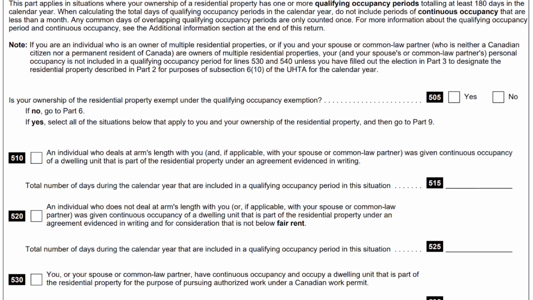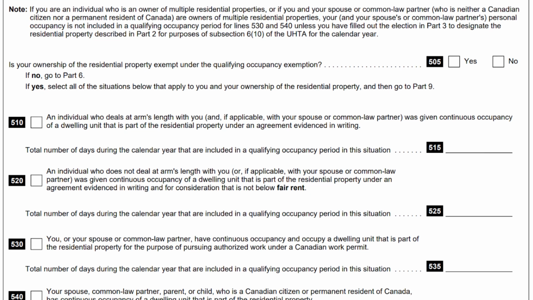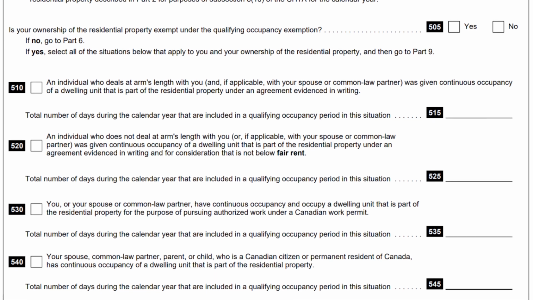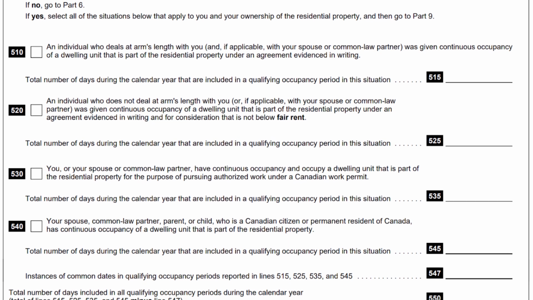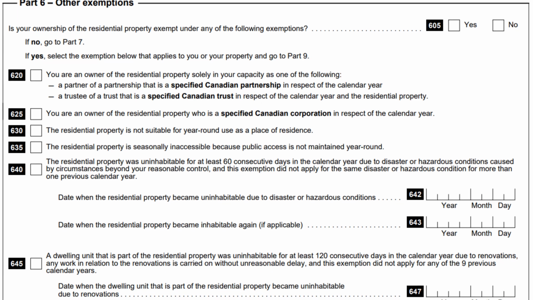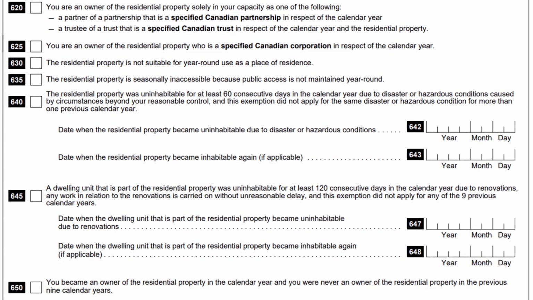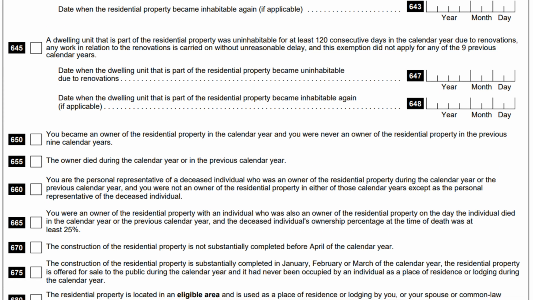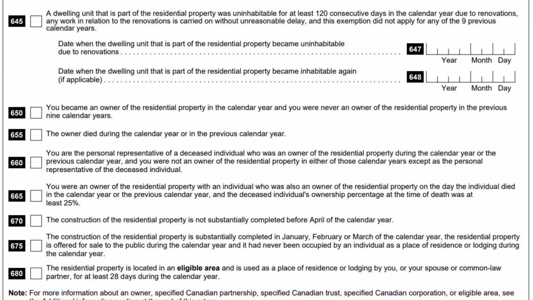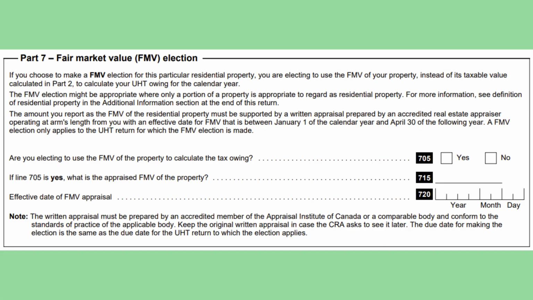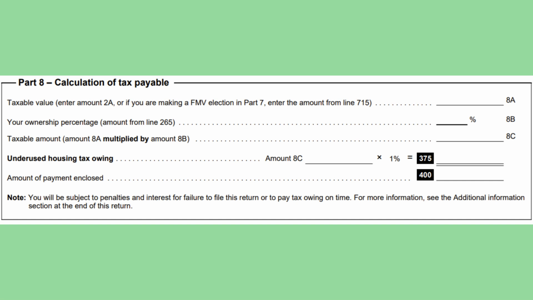Next up, we have Part 5 of the return. Part 5 should only be filled out if you are claiming the exemption for qualifying occupancy. And then Part 6 should be filled out for pretty much any of the other exemptions. You can see a full list of applicable exemptions within Part 6. If you're electing to use the fair market value election for the residential property, you would fill out Part 7 to do so. Use Part 8 to calculate your balance of UHT owing.